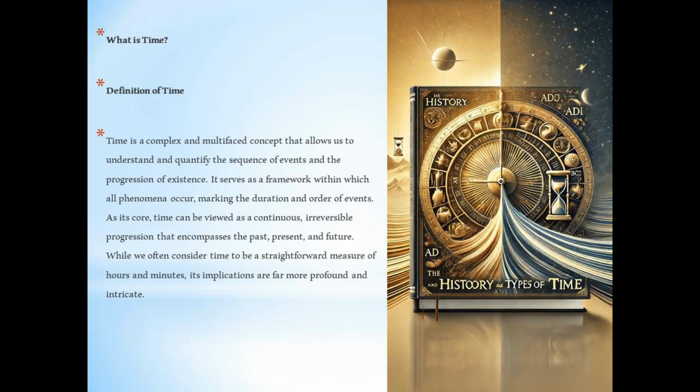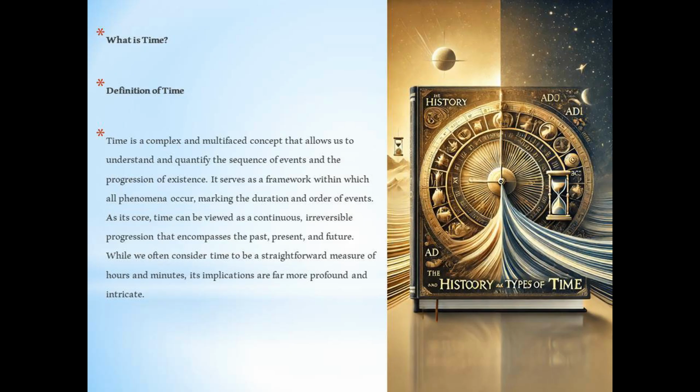What is time? Definition of time. Time is a complex and multifaceted concept that allows us to understand and quantify the sequence of events and the progression of existence. It serves as a framework within which all phenomena occur, marking the duration and order of events. At its core, time can be viewed as a continuous, irreversible progression that encompasses the past, present, and future.